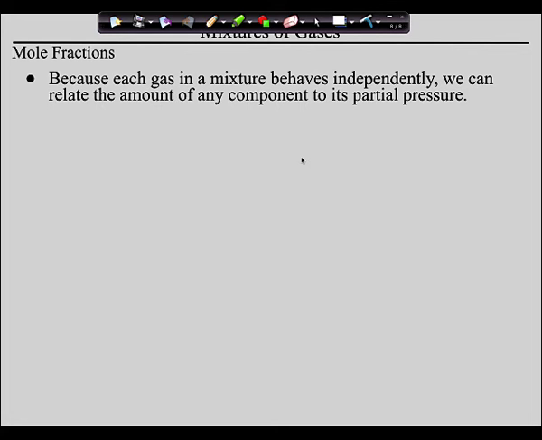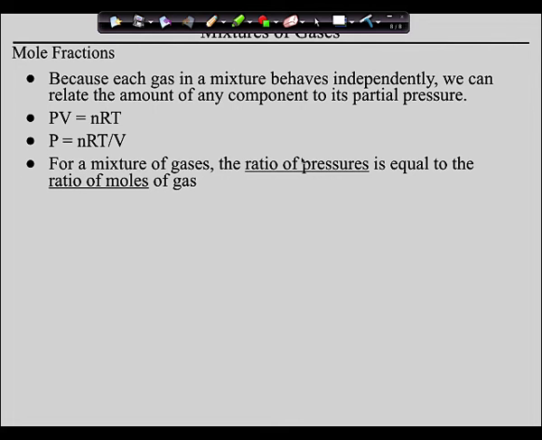So guys, we understand, and don't try to write this down, that in a mixture of gases, these gases behave independently. They don't interact with each other. So here's what we can do. We can take PV = nRT and again solve it for pressure. And then we can create ratios that are not one gas and another gas, but one gas and the total amount of gas. So it goes like this.